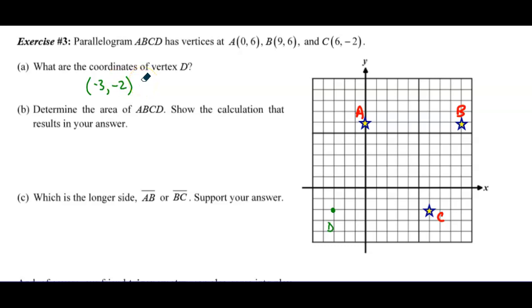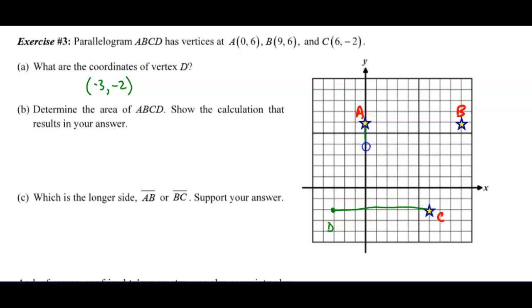There are other places that D could go to make a parallelogram. They just wouldn't be on this grid. It could go out here, could go up here, but this is the one that fits on the grid. All right. So to determine the area of this parallelogram, let's just use one of these segments as the base. So segment DC could be the base.